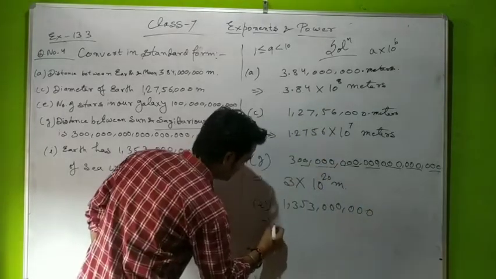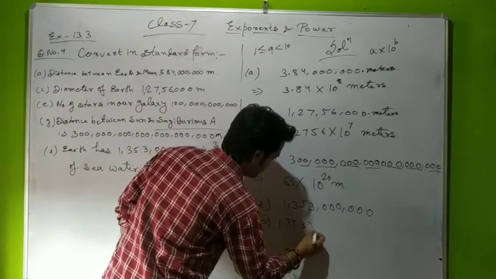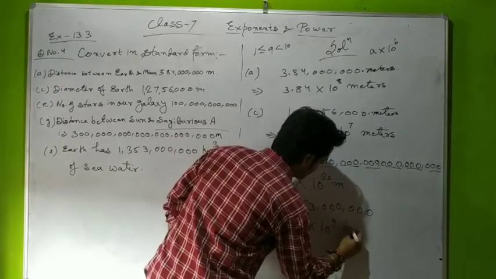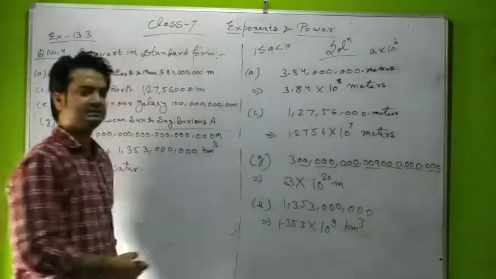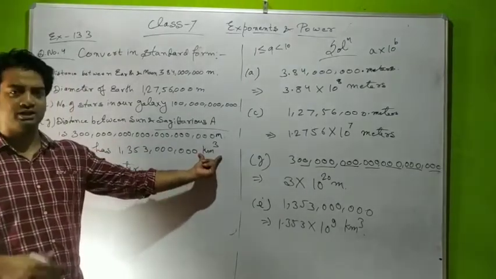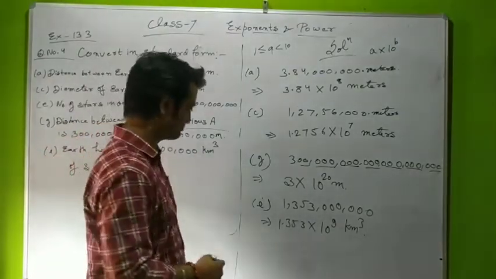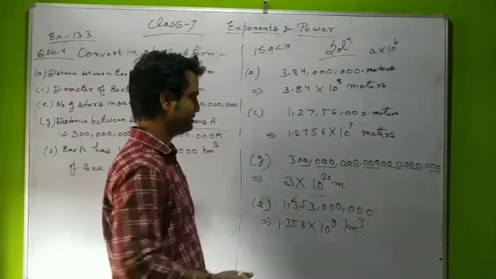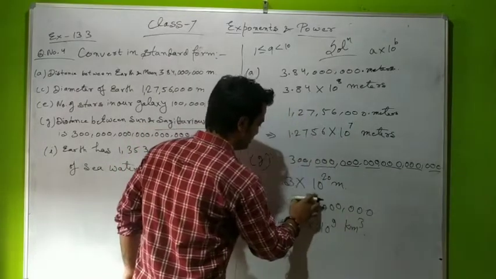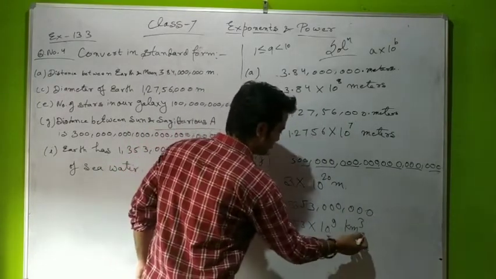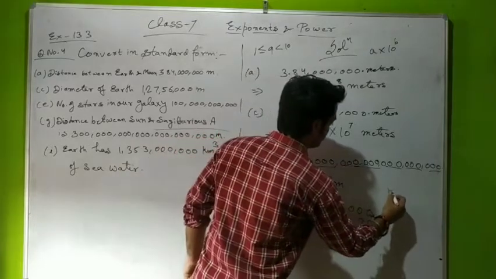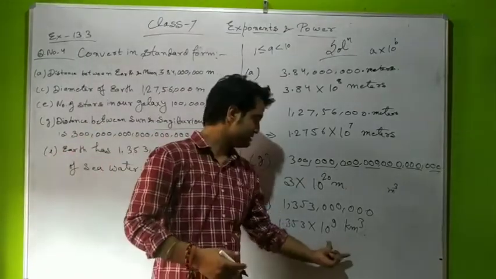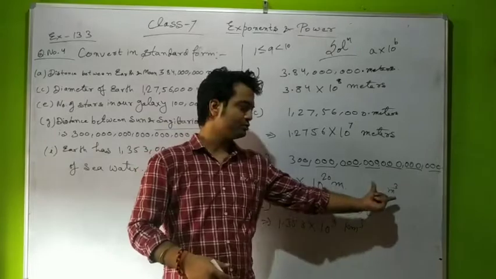So it will be 1.353 into 10 raised to the power 9 cubic kilometers. Easy. Always write the same unit which is already given in the question. Here the decimal was here, we put it here. Now let's do something on our own. Suppose I want to convert this from cubic kilometers to cubic meters. This I leave up to you.